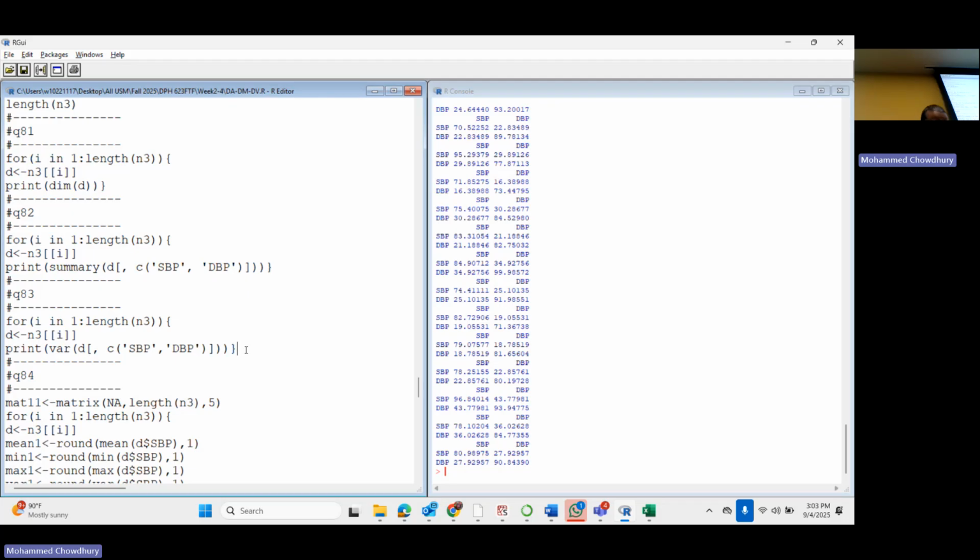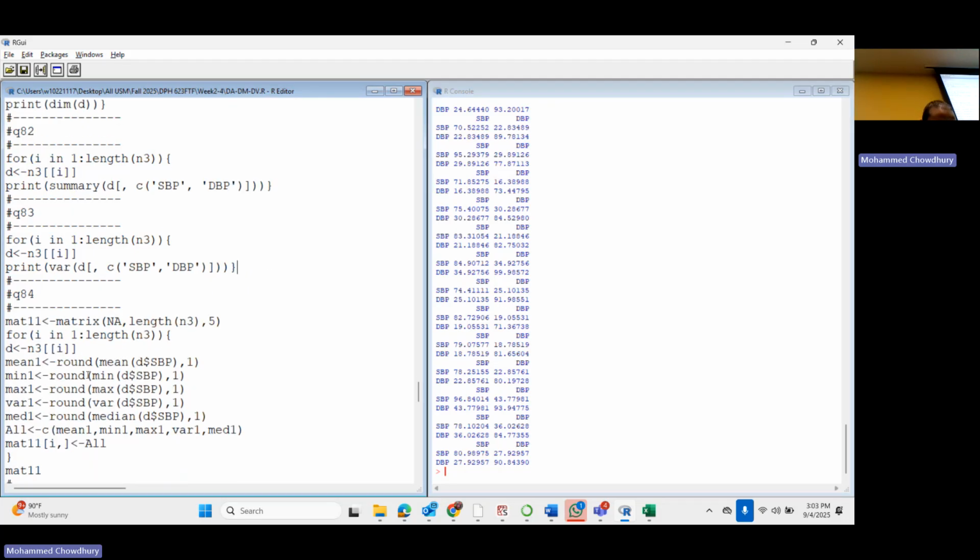Now I want to do i equal to 1 to 100. Length of N3 equal to 100. So if I take one value, D will be the first data. If I take the second value, D will be the second data. Then I take D when i equal to 1, first data, D dollar sign SBP, and find the mean and round it to 1 decimal place. And the next ones are minimum, maximum, variance, median. And I want to put the mean, minimum, maximum, variance, median for the 100 data sets in a data frame format. See how beautifully it showed up.